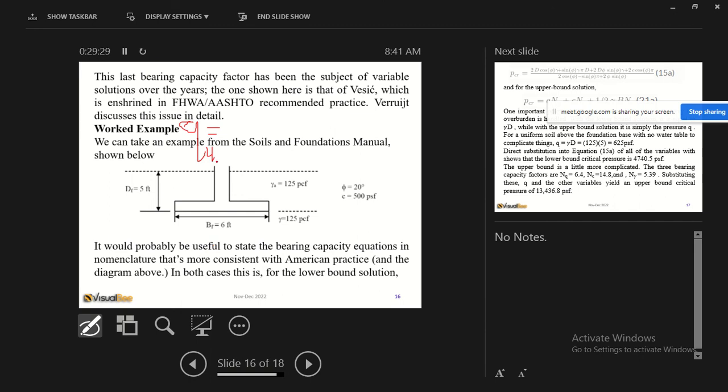So actually you should have started by answering. cNc plus qNq. I need you to hear yourselves saying it, because you need to learn. Then I have small b, or capital B, it doesn't matter, and gamma. You forgot gamma, and N gamma, okay?